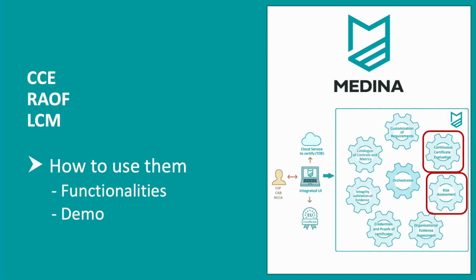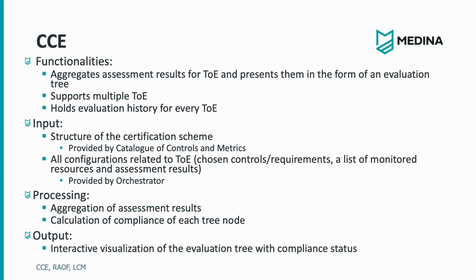Let's now take a closer look at the functionalities of the individual components. The CCE aggregates assessment results for a particular target of evaluation and presents them in the form of an evaluation tree. It supports multiple such targets of evaluation for different cloud services and holds an evaluation history for each one. The input it processes include the structure of the certification scheme, including the categories and controls of the certification catalog, which is provided by the catalog of controls and metrics.